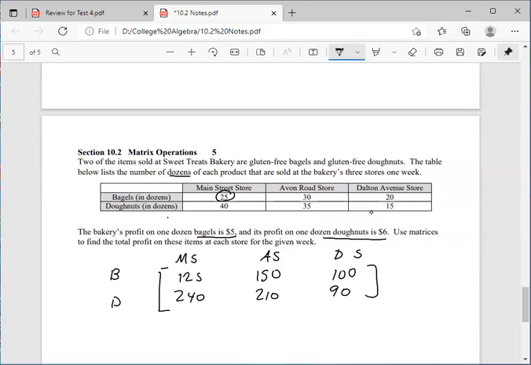So once again, you could have taken those and put them in as two different matrices, multiplied the top by 5 and the bottom by 6, and have gotten that. But it says use matrices to find the total profit on these items at each store for the given week. So we just did it by hand. There's nothing wrong with doing that by hand. Okay. So that is the end of 10.2.